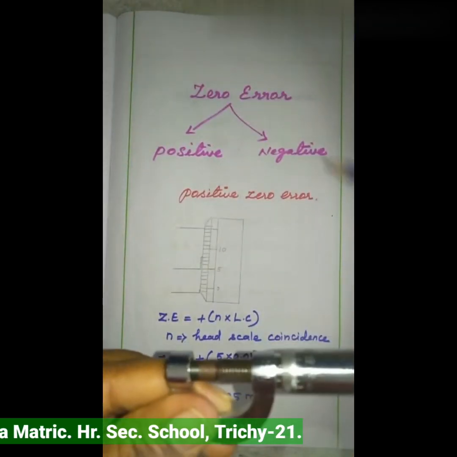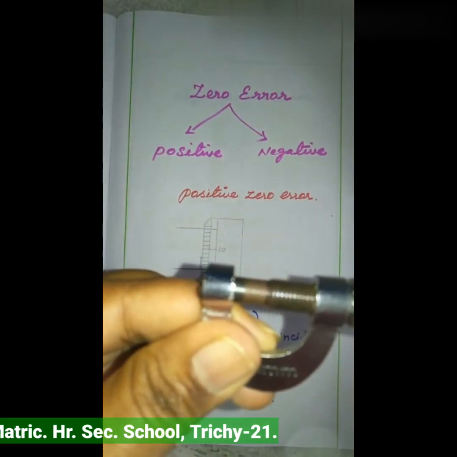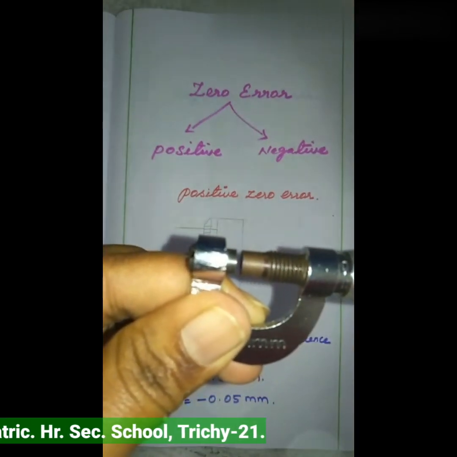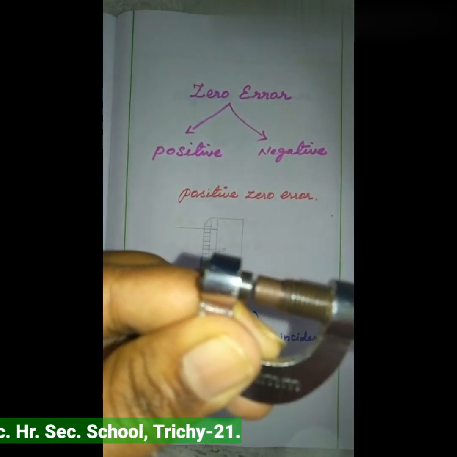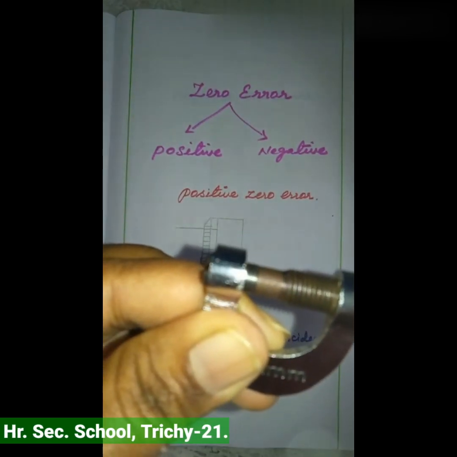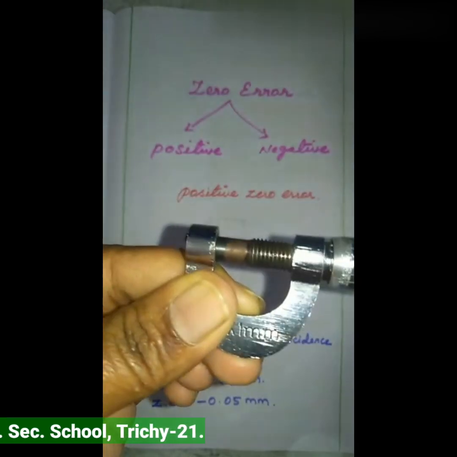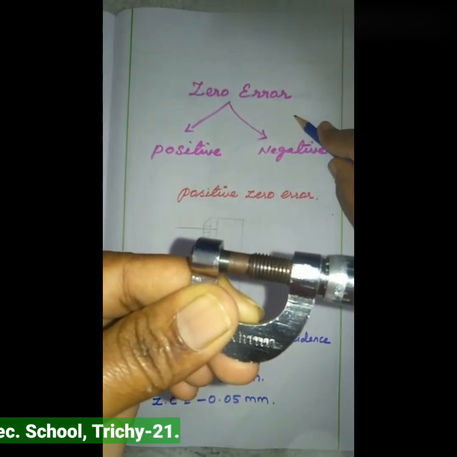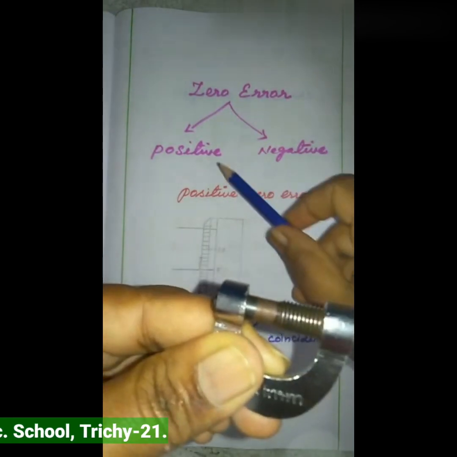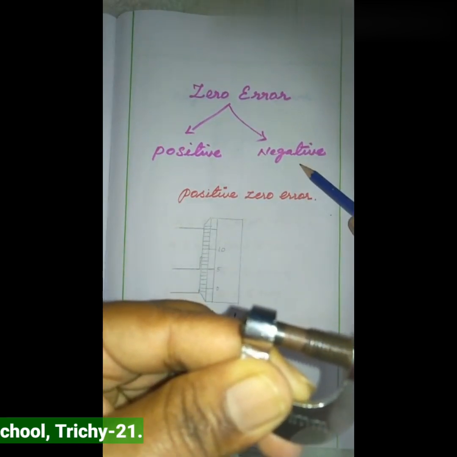Next we will move to zero error. In the screw gauge, if the main scale reading of 0 and the head scale reading of 0 coincide, they have no zero error. Otherwise, that is known as zero error. Zero error is of two types. First one is positive zero error. Second one is negative zero error.